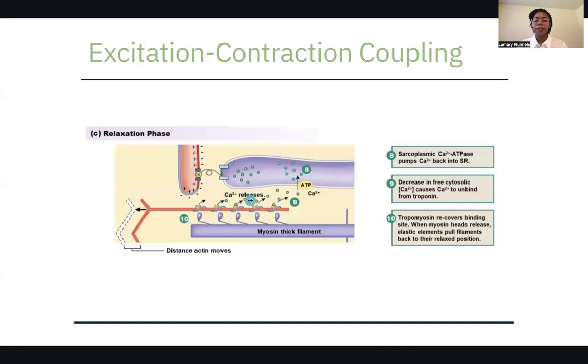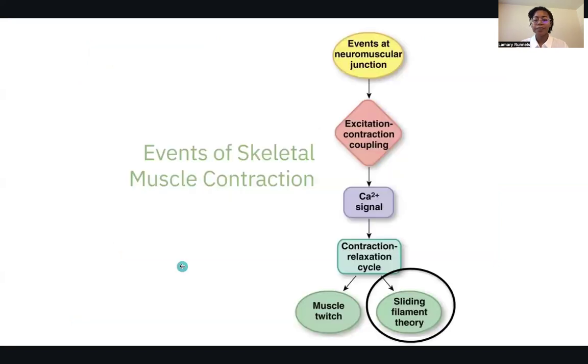This decrease in free cytoplasmic calcium causes calcium to unbind from troponin, and then the tropomyosin, which is this thread-like line right here, recovers the binding site. When myosin heads release, the elastic elements pull filaments back towards the relaxed position. So from the red region back to the dotted region.